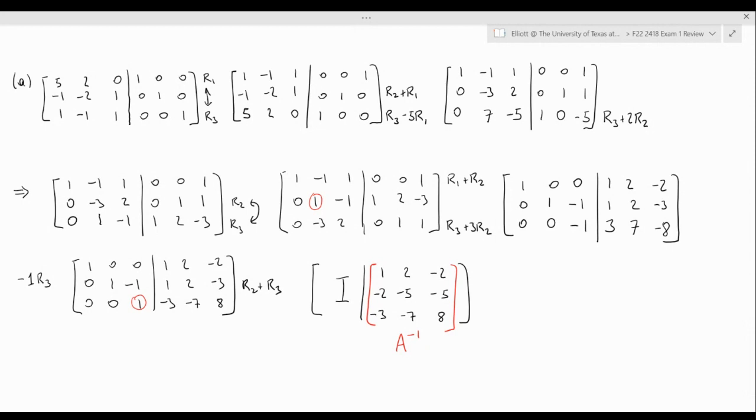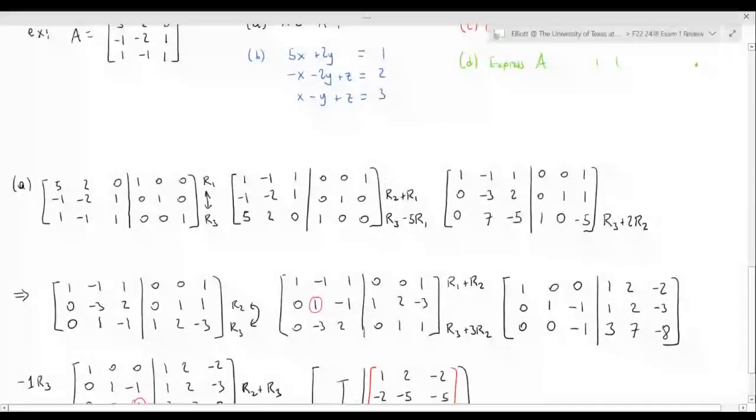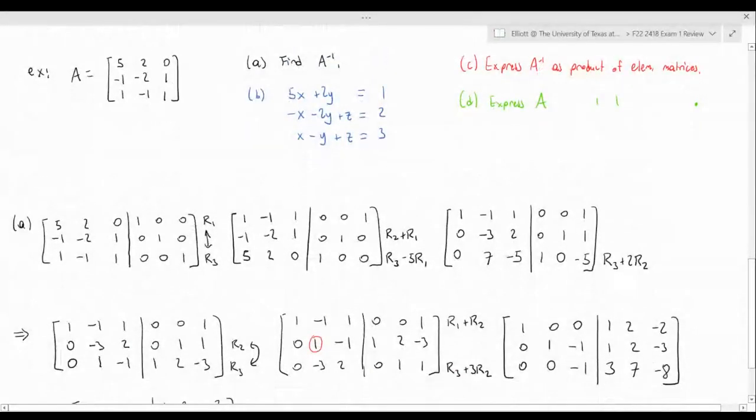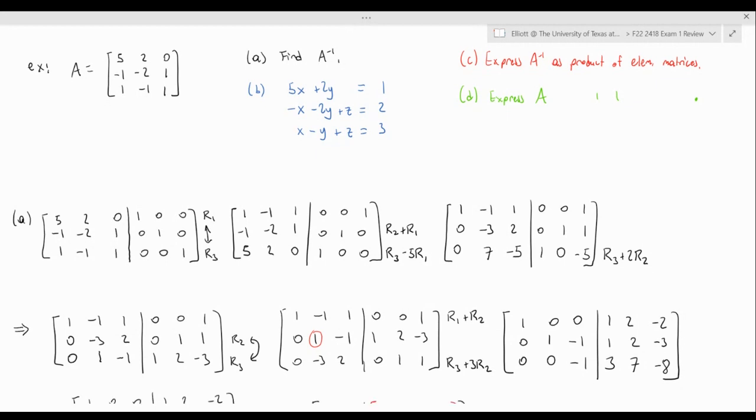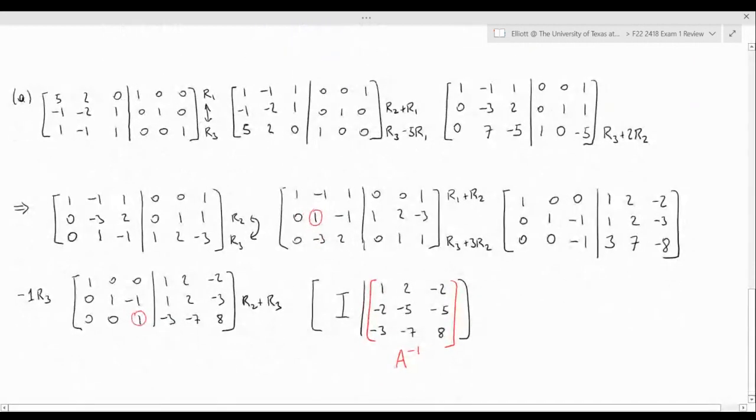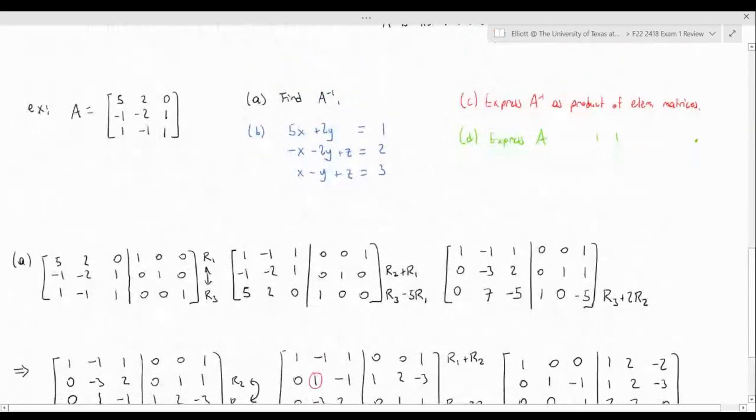How do you write it in terms of an equation? Sure. So we'll talk about that as well, okay? So this was intended to only be part A of this example. So I do want to illustrate a couple of things you can do with the inverse and also with elementary matrices. So every row operation that we did is going to give us an elementary matrix, okay? Which will come into play for parts C and D.